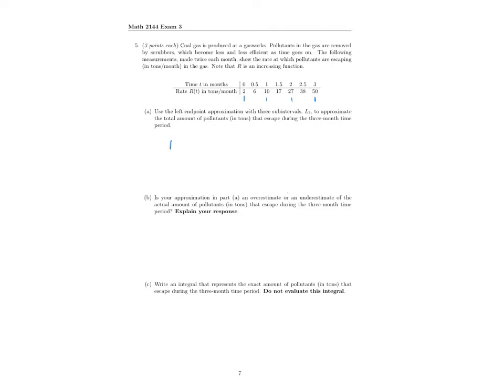And so if I want to do a left endpoint approximation, I'm going to take the width of each of these, which is 1. And then the height of the first rectangle is going to be 2, plus 1 times the height of the second rectangle, which is 10, plus 1 times the height of the third rectangle, which is 27. So I can add that all up: 2 plus 10 plus 27, and I get 39. And the units for that are tons of pollutants.